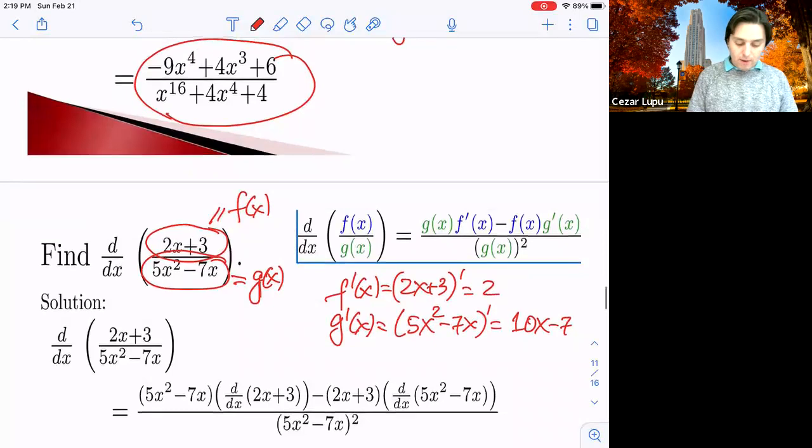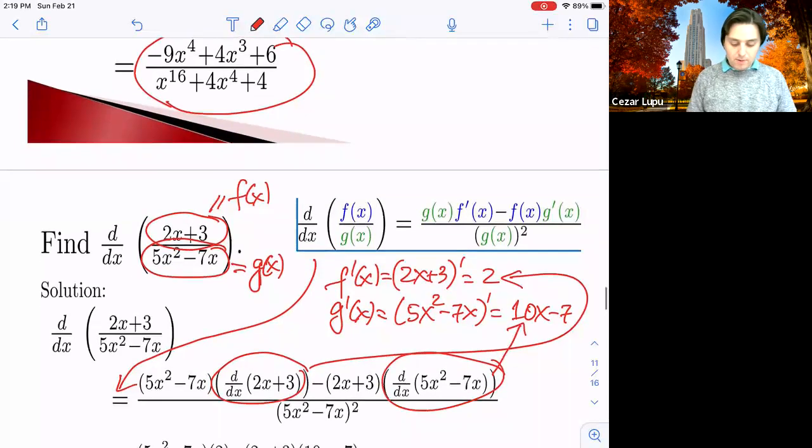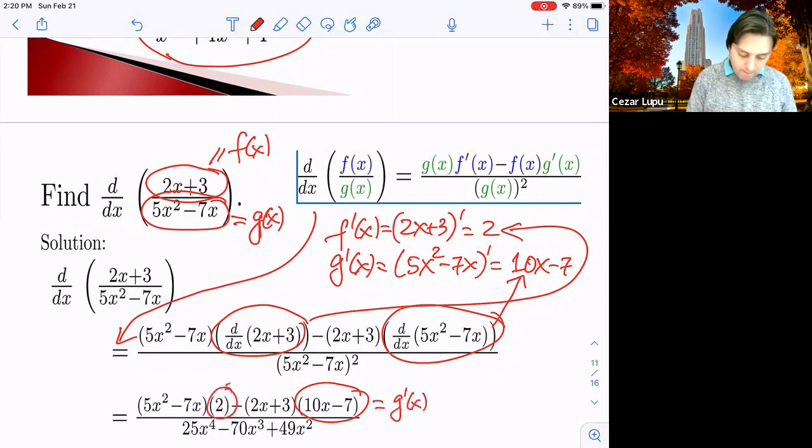So as you can see, we have it here. We just apply the quotient rule. So here's the derivative of this that we already computed, and here is the derivative of this, which we computed. And here is the g squared. So once again, we plug it in. You see, this is 10x minus 7, right? This is the g prime. And this is f prime, which is 2. And we have g and f.